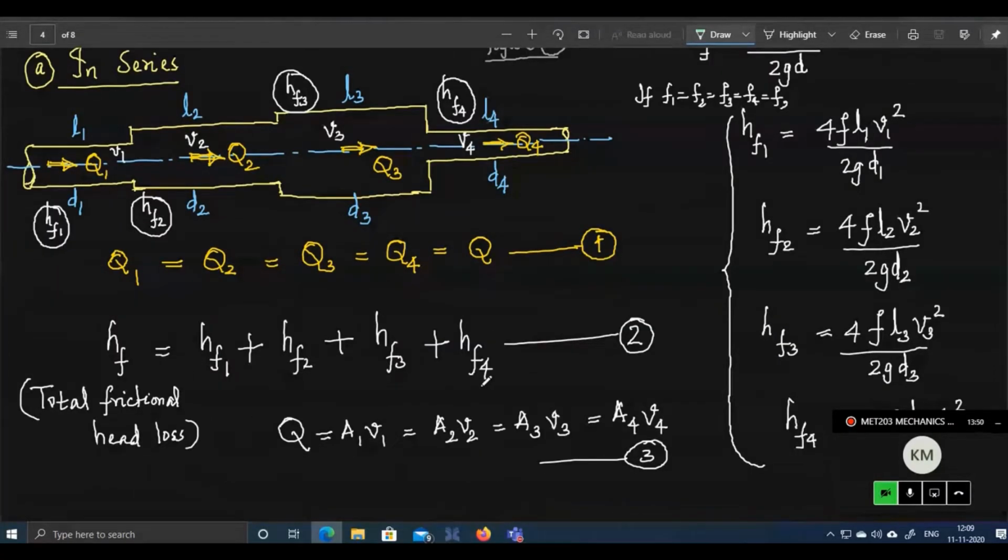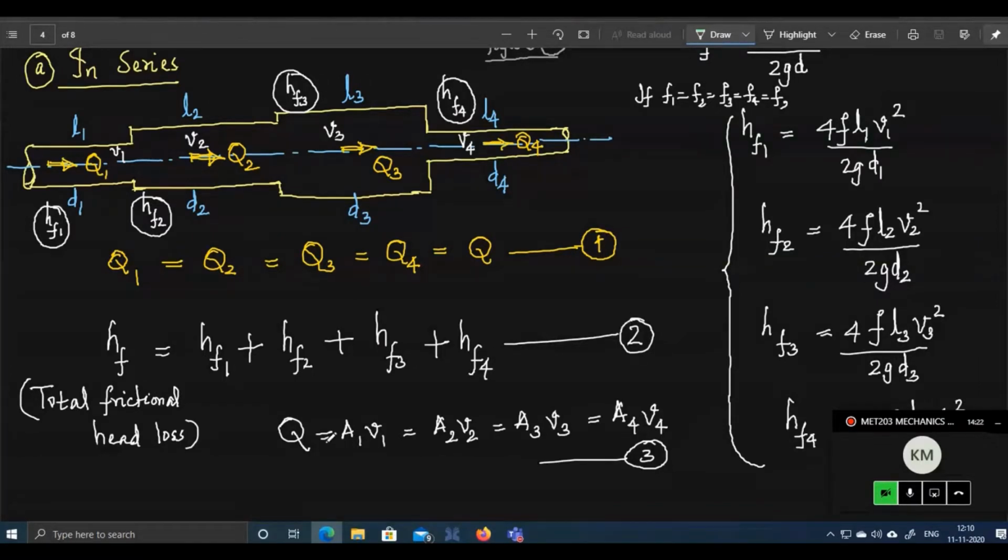So these are the two important ideas you have to keep in mind whenever you deal with pipes or combination of pipes in series. The same discharge will be there in all the portions of the entire pipe, and HF1, HF2, HF3, HF4 plus etc. are the head loss due to friction. So you have to add them up in order to get the total frictional head loss. Okay, so these are numbered as equation number 1 and 2.